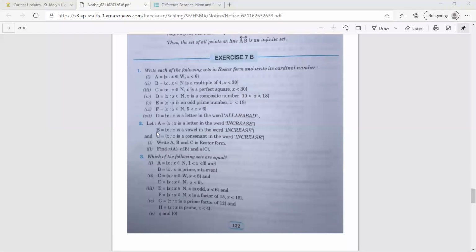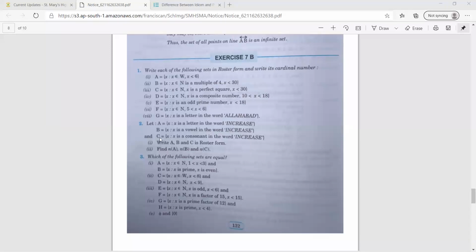Now set B equals X such that X is a vowel in the word increase. So in this set we want only vowels which are there in this word. So we know that vowels are A, E, I, O, U. So of these, which are there in this? I is there, E is there, and A. So I, comma E, comma A. O and U is not there. So these three only you will write for this set.